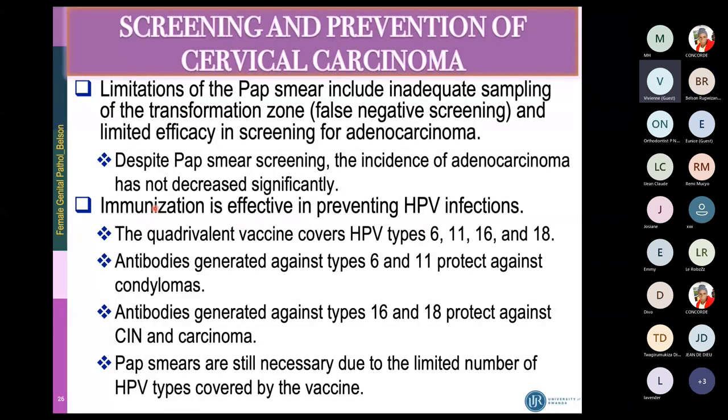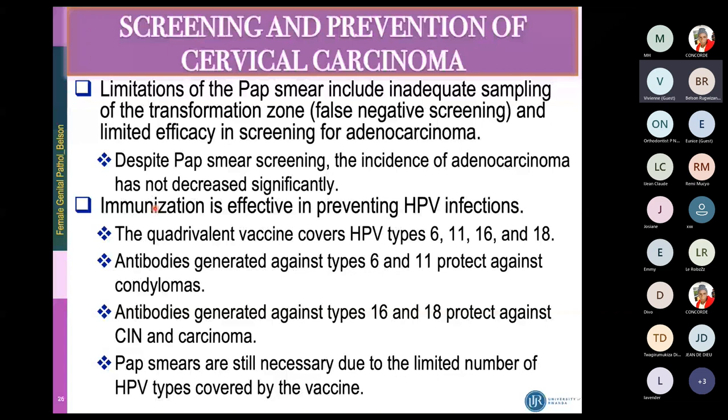So the limitations of the pap smear include inadequate sampling of the transformation zone. You will often see reports saying inadequate: we look and find that they did not sample the transformation zone, so we return it as inadequate. Also, usually it doesn't detect adenocarcinoma. It can detect squamous lesions, but not lesions from the endocervix.